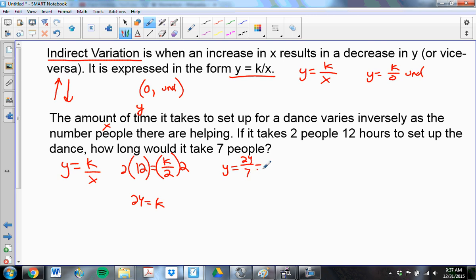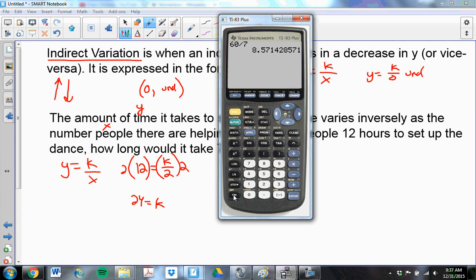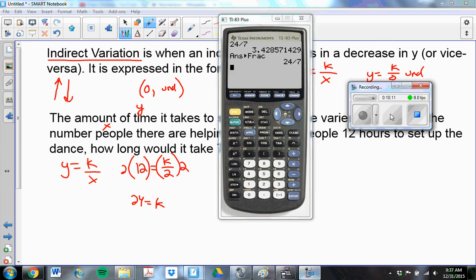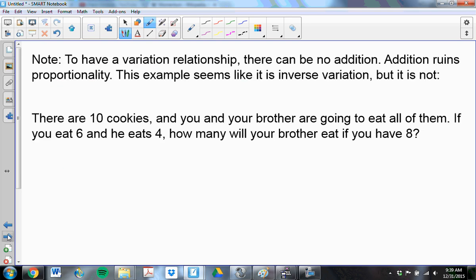And 24 over 7 is a little over 3. I should do it as a fraction, but I won't. Let's make that a fraction. Obviously, it's going to be 24/7, yeah. 3.4 hours. So it takes 3.4 hours. It makes sense that if you had no people, the job would never get done. So if x is 0, y is undefined because the job actually never gets finished.